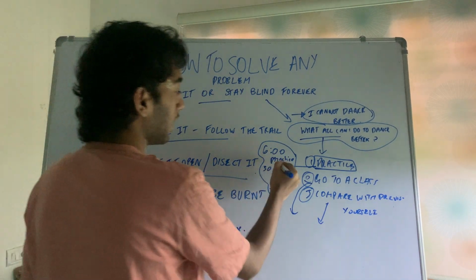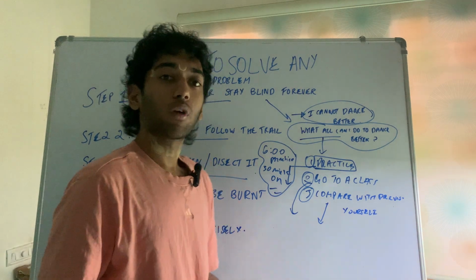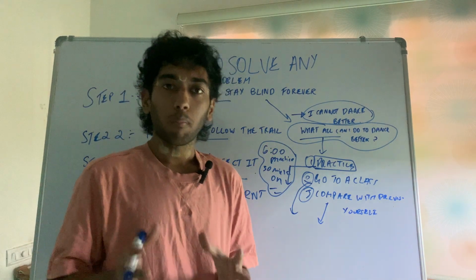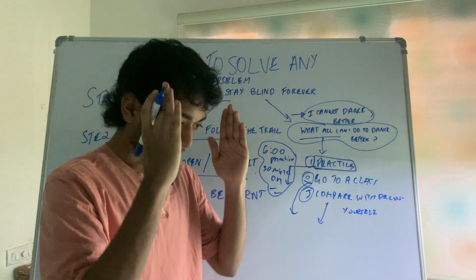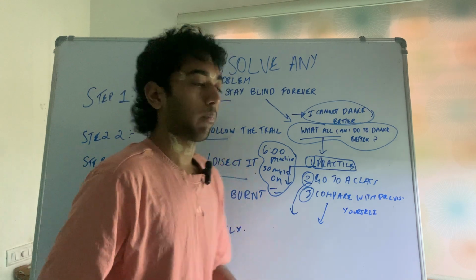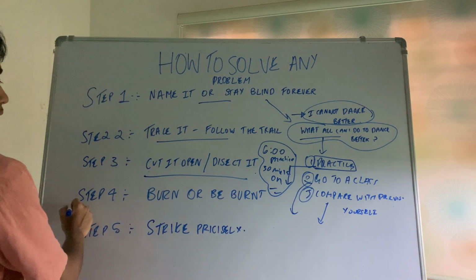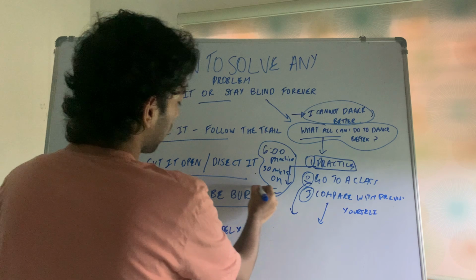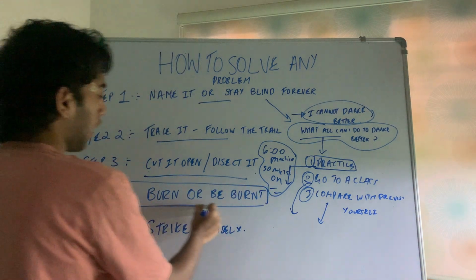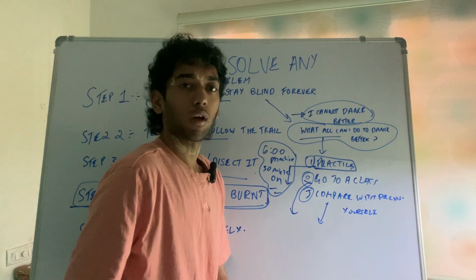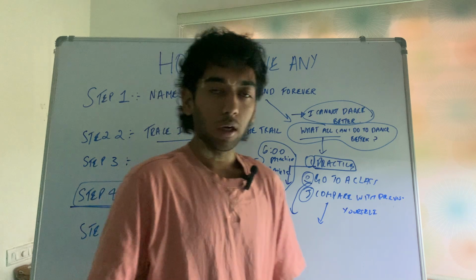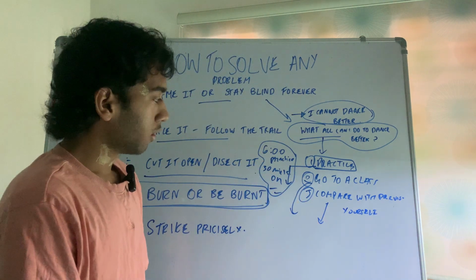Step 3, you dissect it and cut it open so that you can keep a proper schedule in your mind, which tells you, okay, this is what I'm going to do no matter what happens. Now, step 4: burn or be burnt. This is where the hardest part of this whole thing comes. The hardest part of anything, to be honest, when you're solving a problem or doing something else. Burn or be burnt. What does that mean?